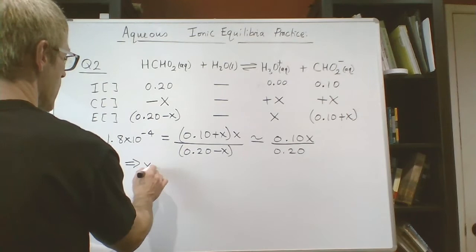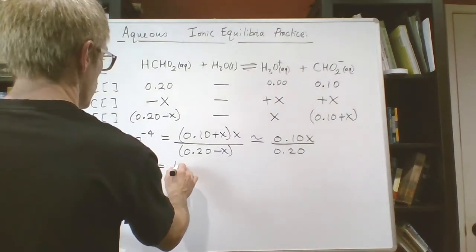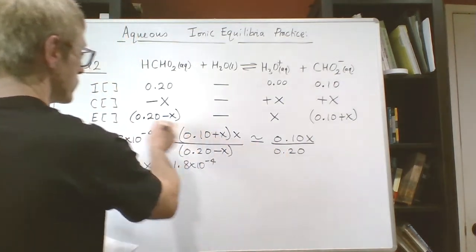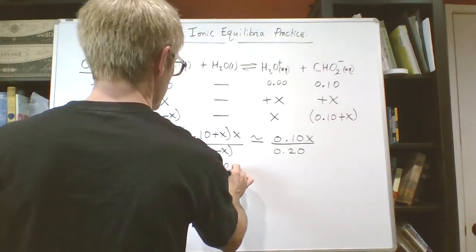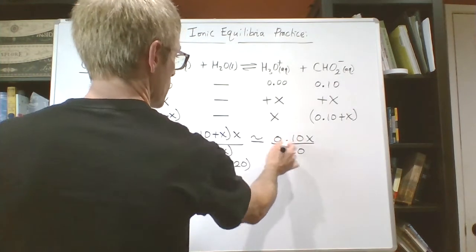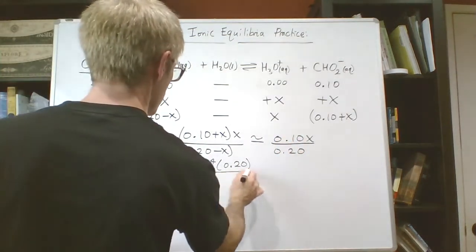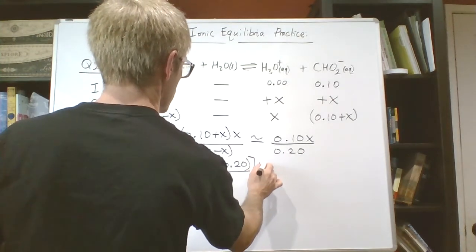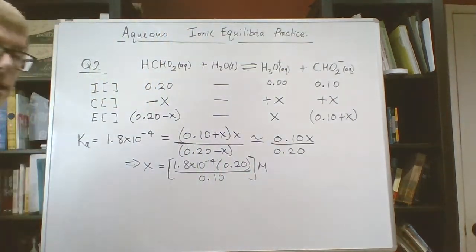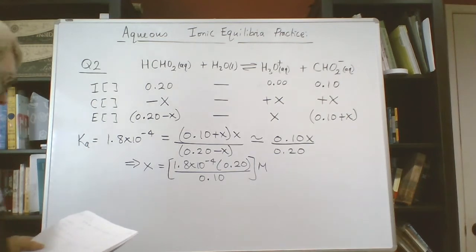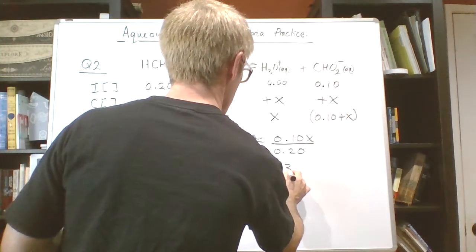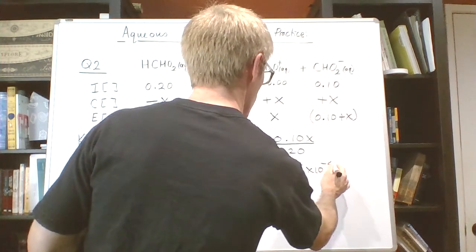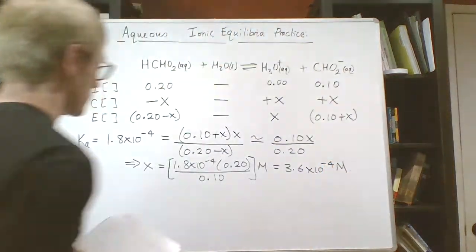This implies that x is 1.8 by 10 to the negative 4. The 0.2 goes up, so by 0.2. The 0.1 comes down, so the whole thing is over 0.1. We have units of molarity we can apply to the whole structure, and this is equal to 3.6 by 10 to the negative 4 molarity.